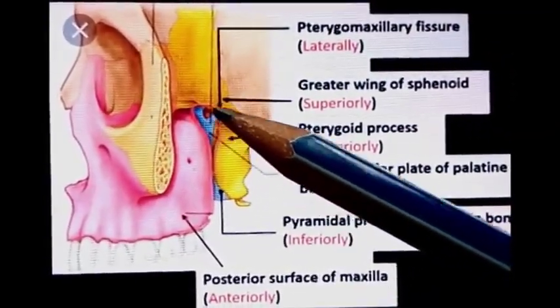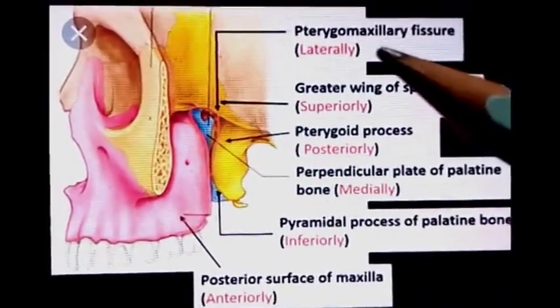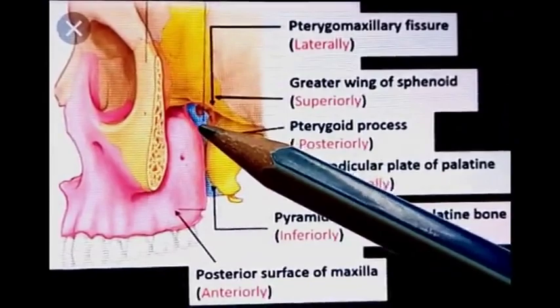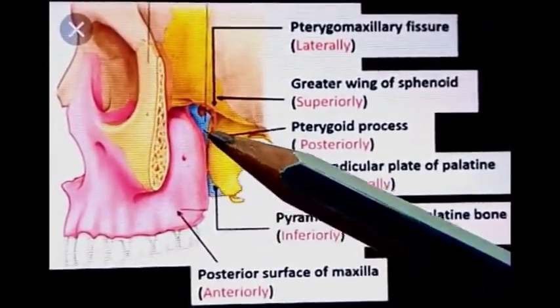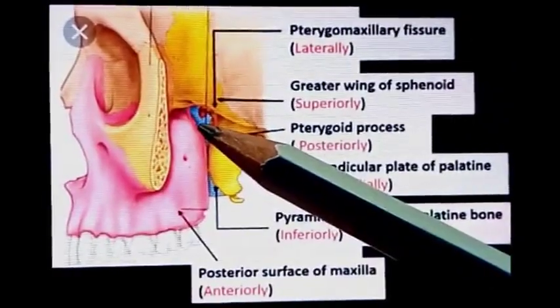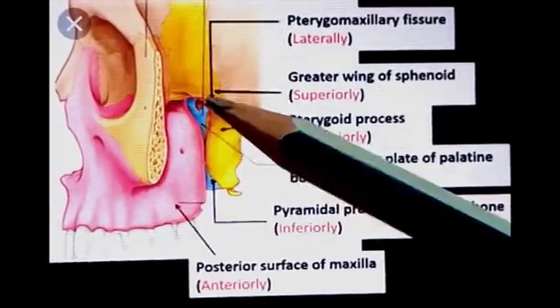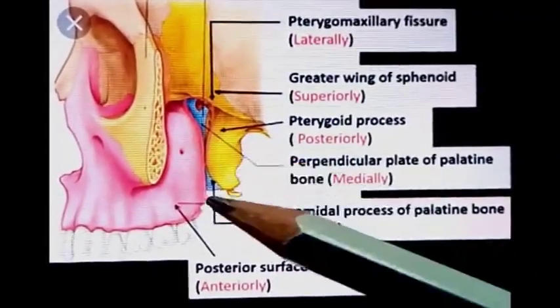Then the medial boundary is visible in this blue color. This medial boundary is formed by the perpendicular plate of palatine bone. So this is the palatine bone, whole in blue color. The upper part is known as the perpendicular plate of palatine bone. So it is forming the medial boundary.